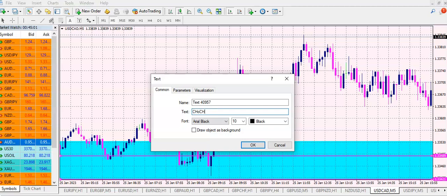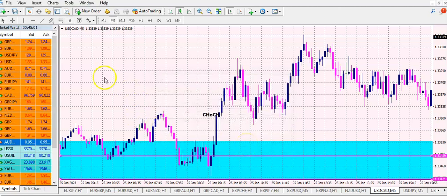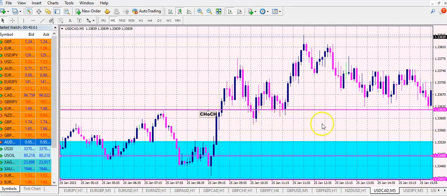Okay, let me quickly do this. So that is where we have our CHoCH. That is where we actually have a change of character. CHoCH here is called change of character, and this is actually where we truly have a break of structure like that. Okay, so look at what happened.